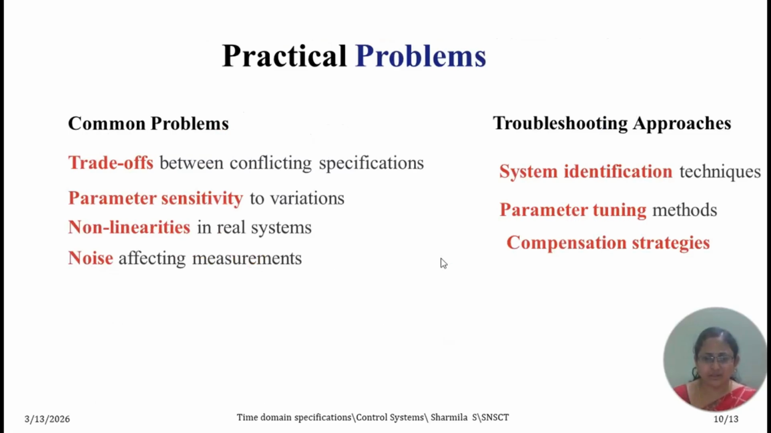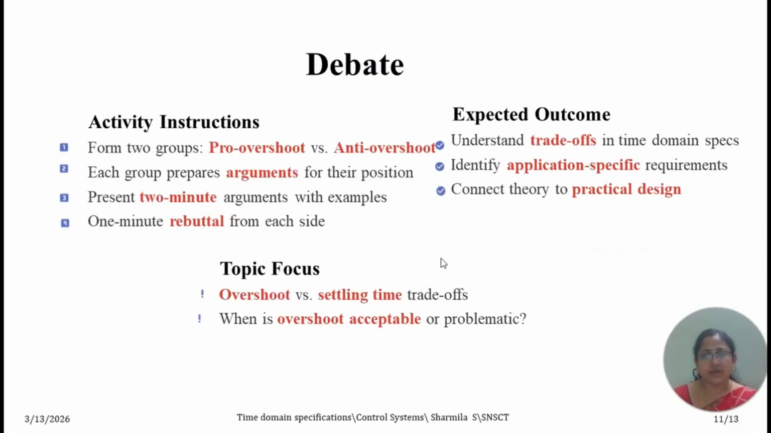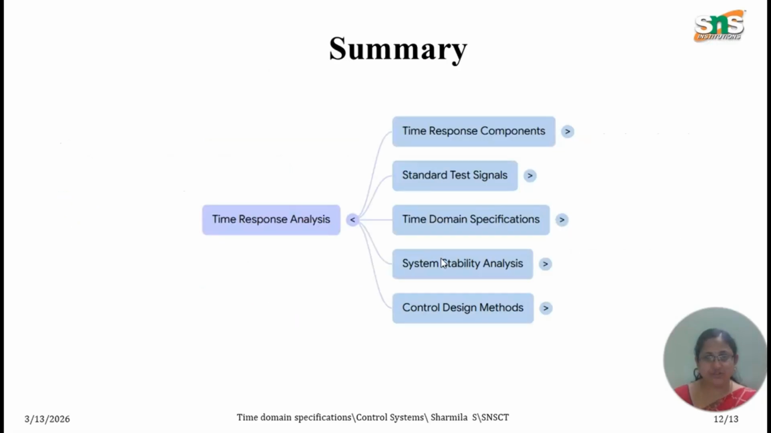And the practical problems: in real systems, we face challenges like trade-offs between conflicting specifications, parameter sensitivity to variations, non-linearities in real systems, and noise affecting measurements. Troubleshooting approaches include system identification techniques, parameter tuning methods, and compensation techniques or compensation strategies. And this is the activity for this session.